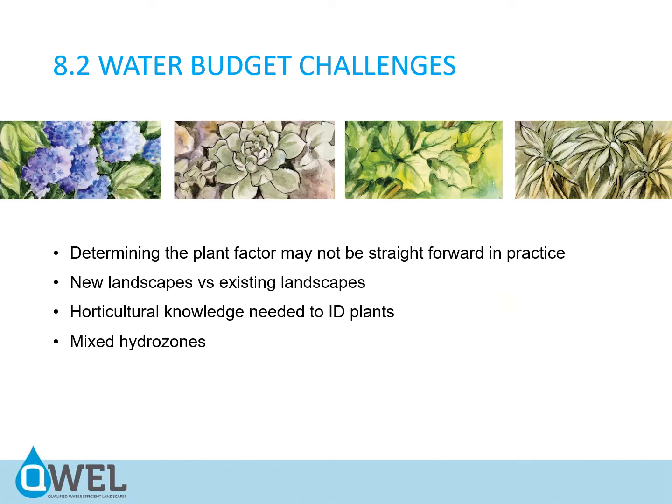Additional water budget challenges might be determining the plant factor. It might not be as straightforward as it seems. You might choose a plant that isn't available on one of the lists that identify plant factor, and so you might have to spend a little bit more time figuring that out. There are also new landscapes versus existing landscapes and how much water they need. Without an established root structure, you don't have to irrigate as deeply, so that might change your budget calculations a little bit.